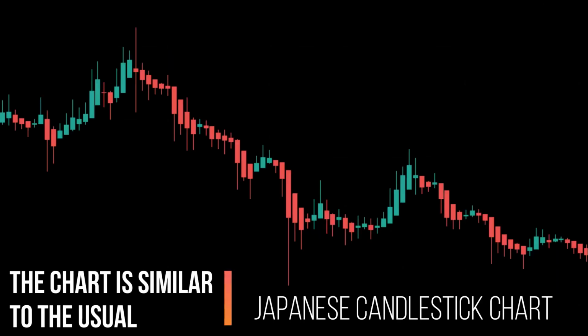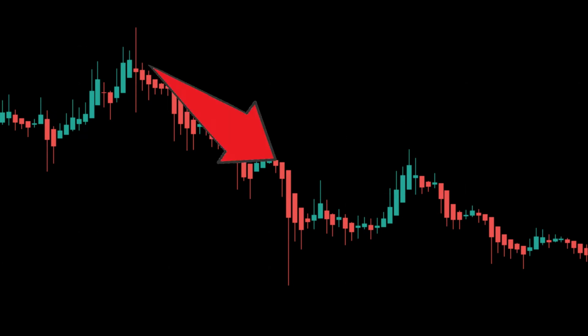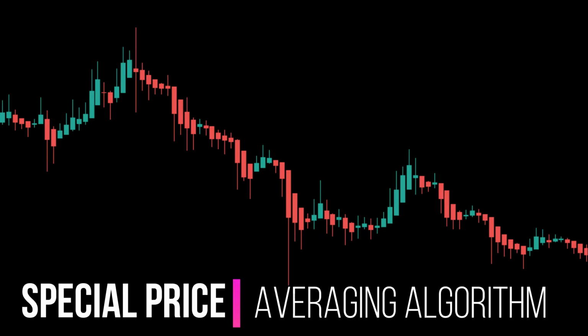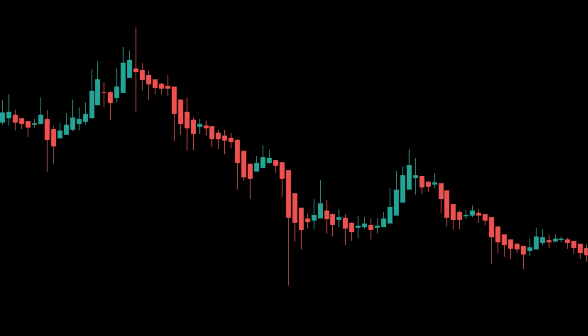The chart is similar to the usual Japanese candlestick chart in that the color of the candle indicates the direction in which the price is moving. The main difference between a regular Japanese candle and a Heiken Ashi candle is that a special price averaging algorithm is used to build it. Because prices here are presented in an average form, they do not show the exact opening and closing prices for a certain period of time, but the direction of price movement becomes very pronounced and easily noticeable. At the same time, unnecessary noise from minor price movements is not displayed on the chart.